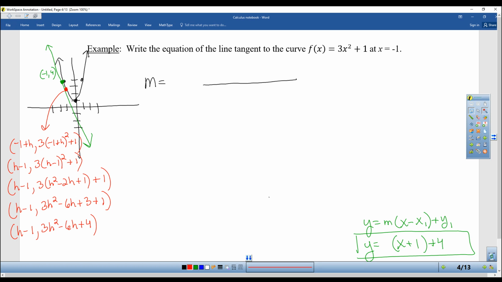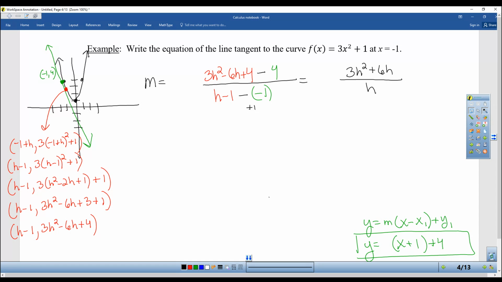Slope in general is y2, I'm going to color code it again so you can see it, minus y1, which is 4, all over x2, which is h minus 1, minus x1. So x2 minus x1, which is negative 1. But if I simplify this, leave a little room again, I would get 3h squared plus 6h, and because this becomes a plus 1, over h.